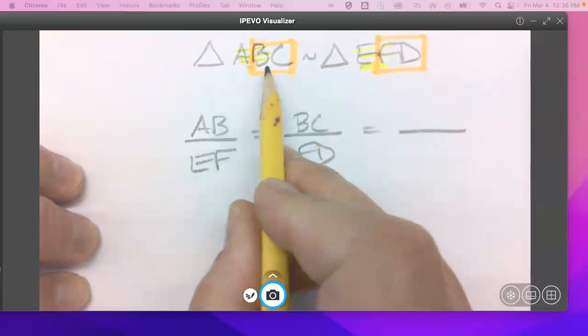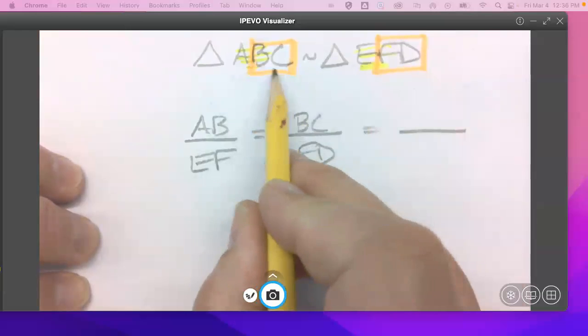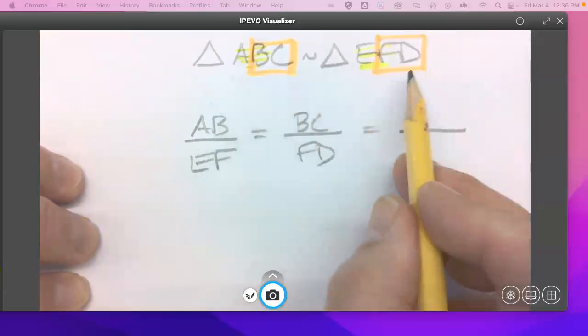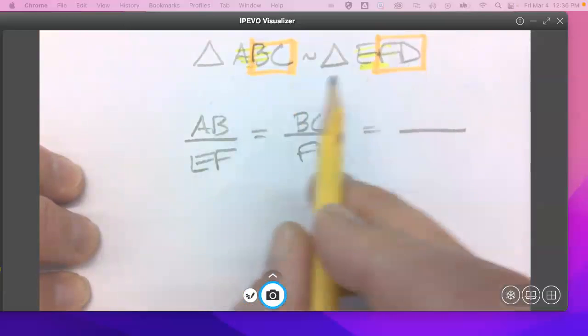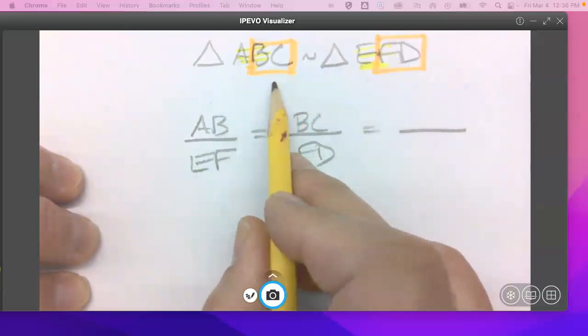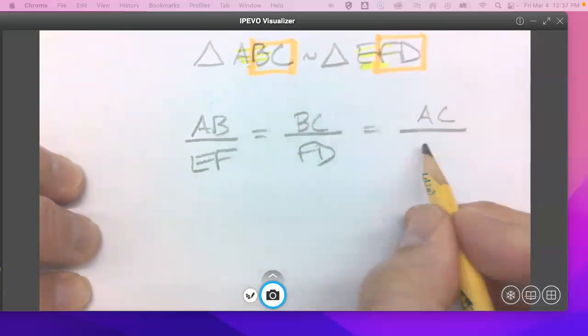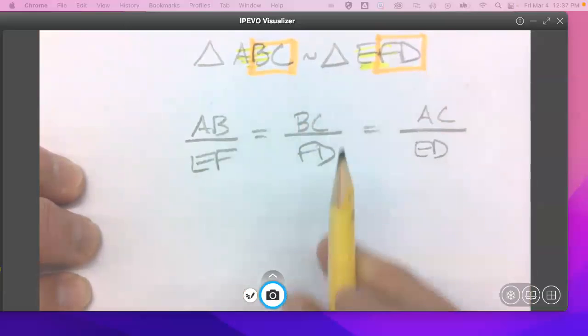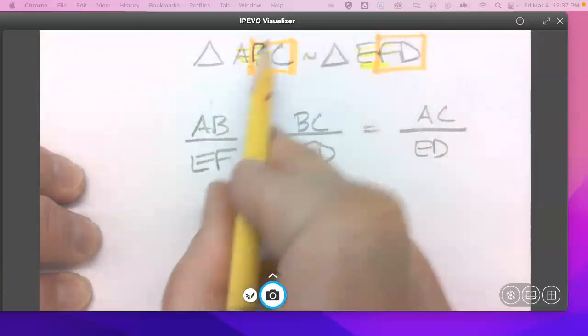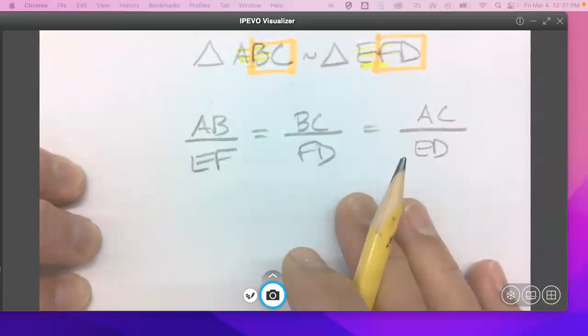I did AB, which is the first two, and the first two. I did BC, which is number 2 and 3, and match those with number 2 and 3. So what's the third side? AC. Very good. 1 and 3, AC. And what does that match with? ED. Having now taken that information from here into here, I've got everything I need to solve this problem.